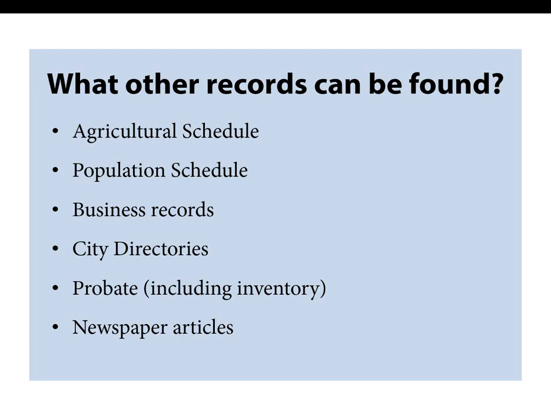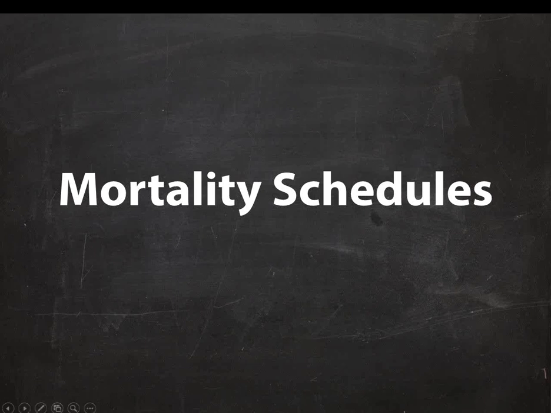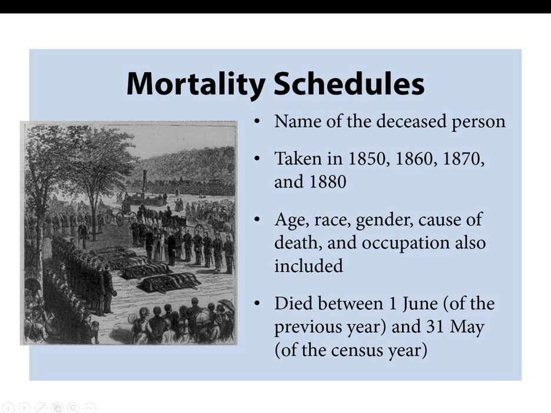You could also look for business records, city directories, probates, especially inventories, and then also newspaper articles. So there's more to find once you find them on one of those schedules. The mortality schedule is mostly searchable, I've found. I don't want to say that across the board 100% of the time, but for the most part, these have been indexed. If something is available online, it's usually indexed. It includes the name of the person. They're taken in 50, 60, 70, and 80. It includes the age, race, and gender, usually the cause of death, and then the occupation of the individual.